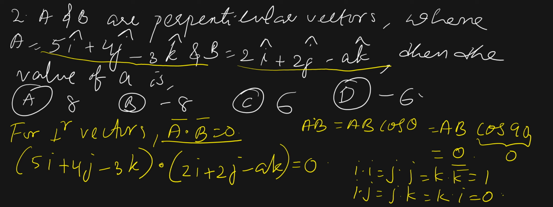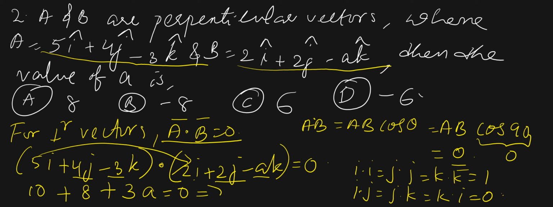Here i dot i, that is 5 into 2, that is 10, plus j values when we multiply is 8, plus k values minus 3 into minus a, plus 3a equal to 0, which means that 3a equal to minus 18 or a equal to minus 6. So option D is the correct one.